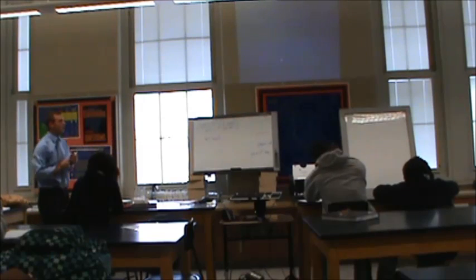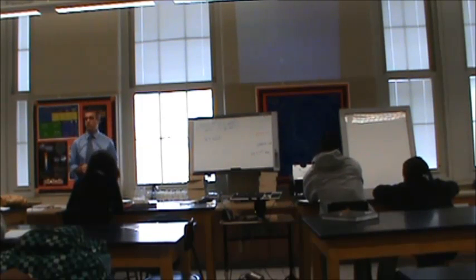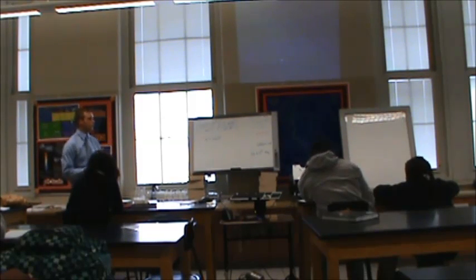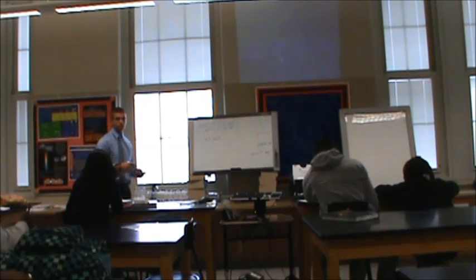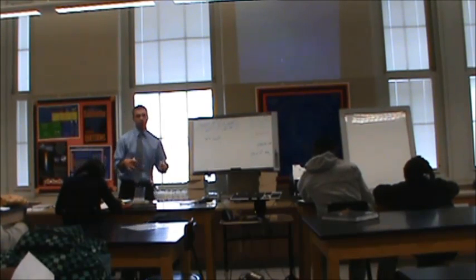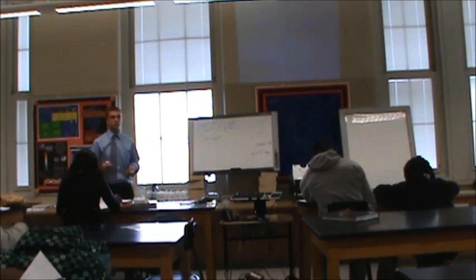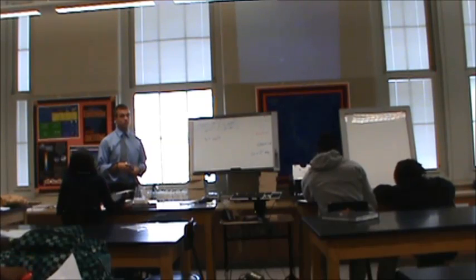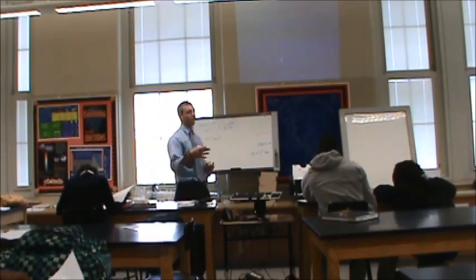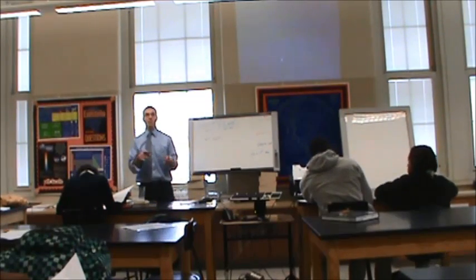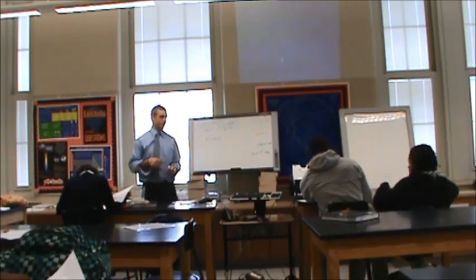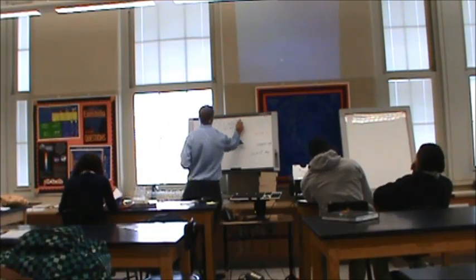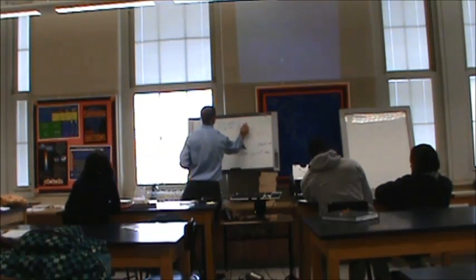It also says I want my answer in radians rather than revolutions. How do I change revolutions into radians? 1 revolution equals how many radians? 2 pi. Yep. So 1 rev equals 2 pi radians.